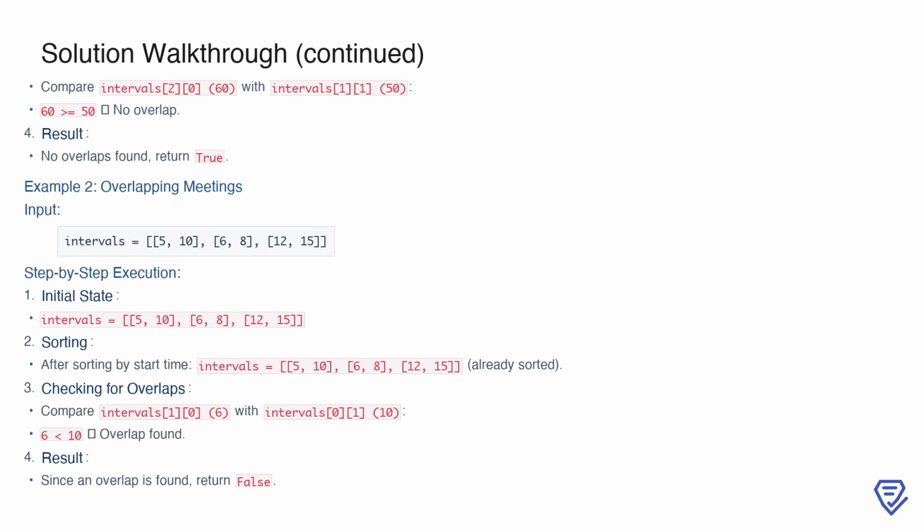Comparing its start time, 60, with the end time of the second interval, 50, we see that 60 is greater than or equal to 50, so there is no overlap here either. Since no overlaps are found after checking all consecutive intervals, we conclude that the person can attend all meetings, and the function returns true.